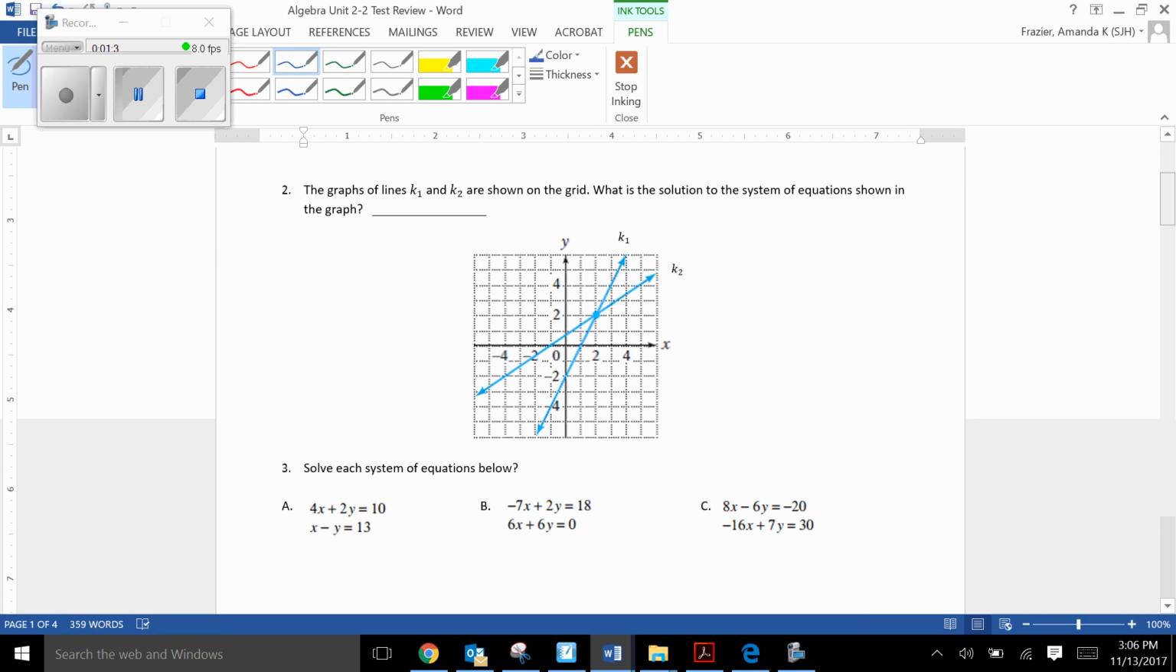The graphs of lines K1 and K2 are shown on the grid. What is the solution to the system of equations shown in the graph? Okay, so remember when we are graphing and I'm looking for a solution, my solution is where the two lines intersect. So in this case, I can easily see that my solution is 2 and 2.